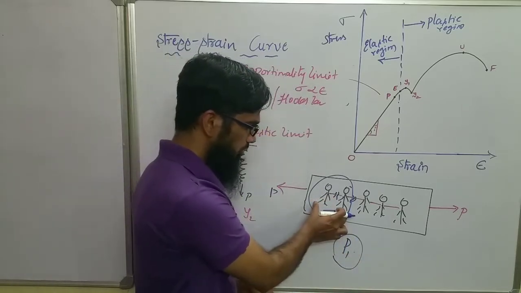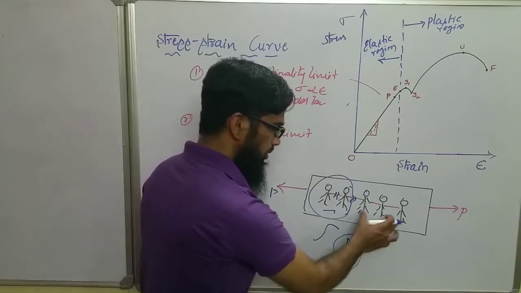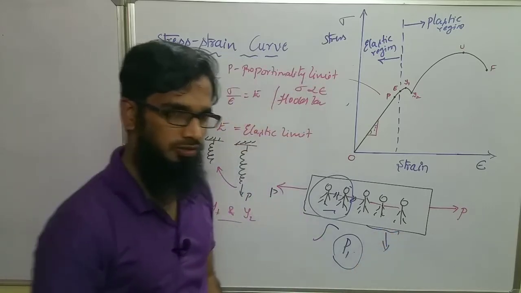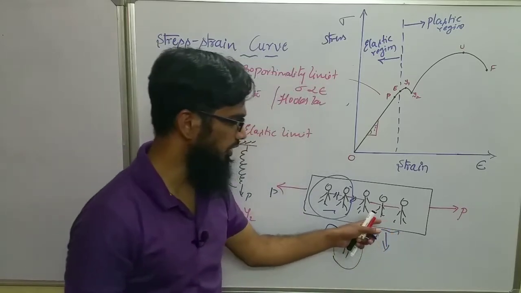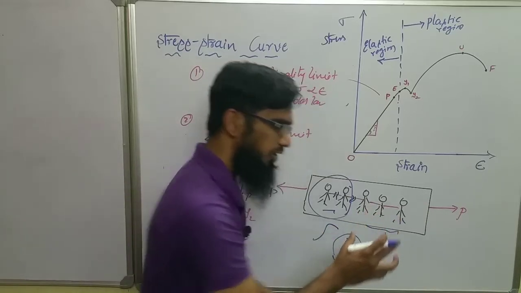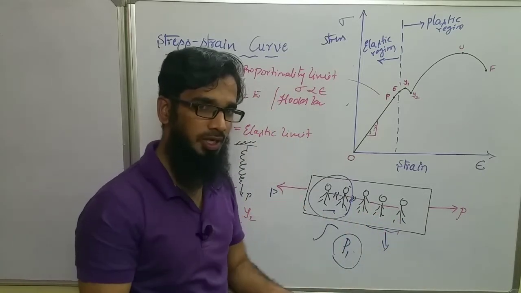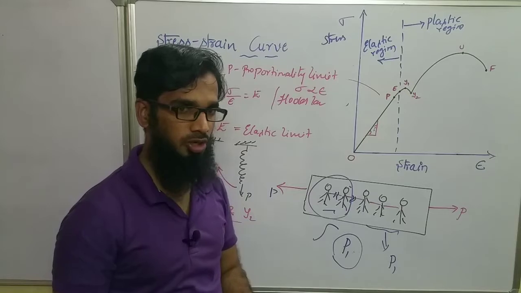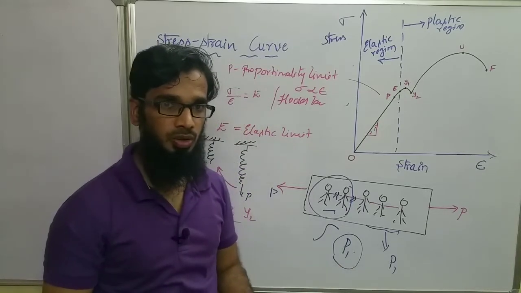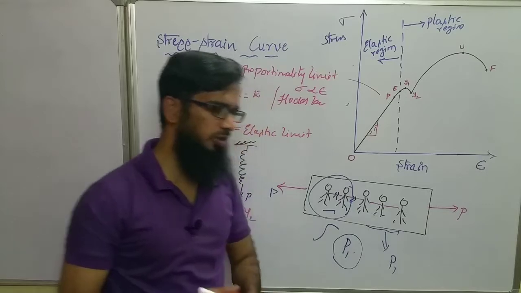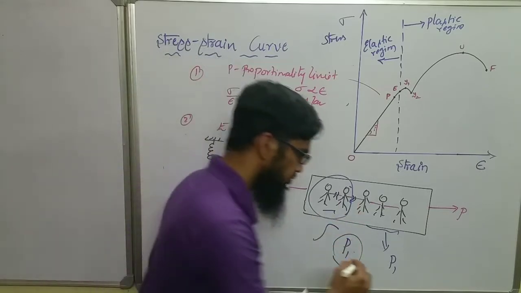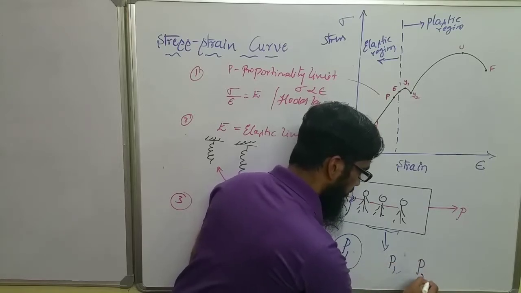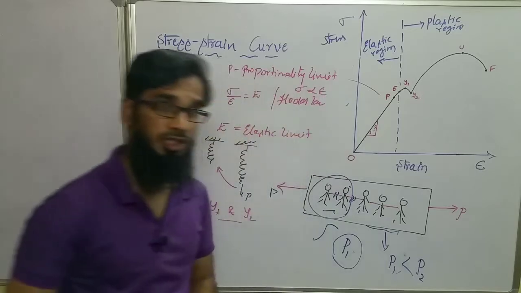Now once these 2 members fall down, only 3 members will be there. These 3 members will think that if we are only 3, even if we apply only P1, a resisting force of P1 value, we will also fall down. That's why they will try to apply some more load, more than this P1 value, like P2, which is greater than P1.